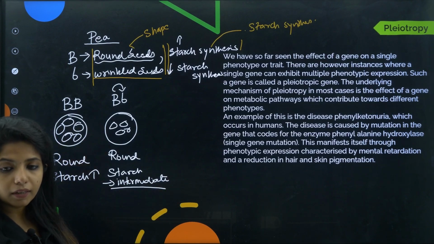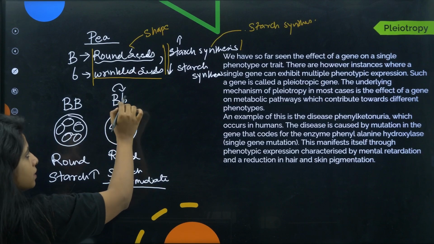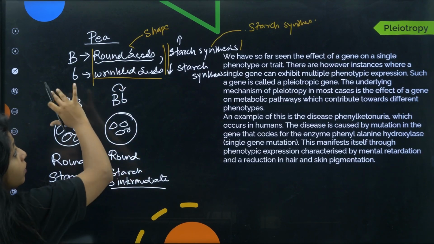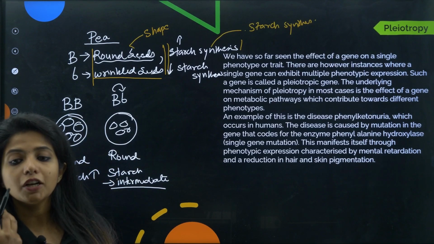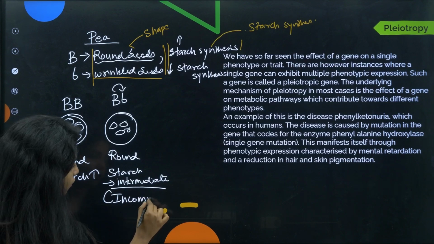Okay, it's not completely dominant. As you can see here, when you talk about round and wrinkled, B is there, B is responsible for round, so that's why it becomes round. But when you talk about starch, it's not completely dominant, it shows incomplete dominance in the case of starch synthesis.